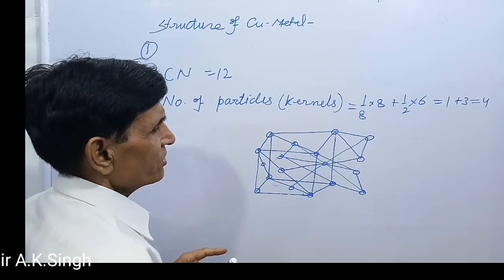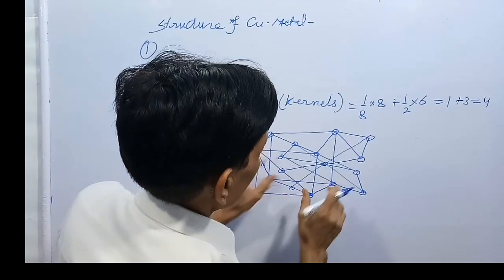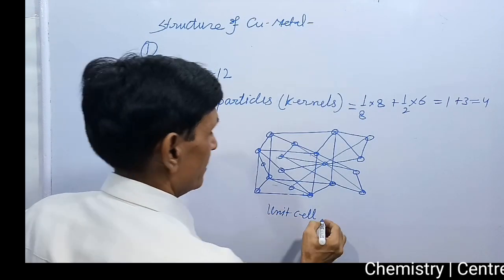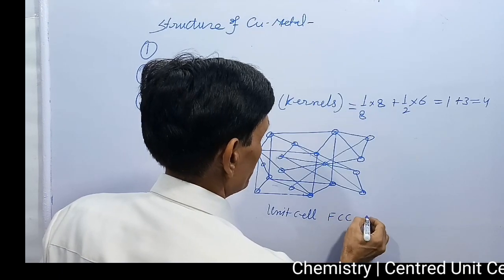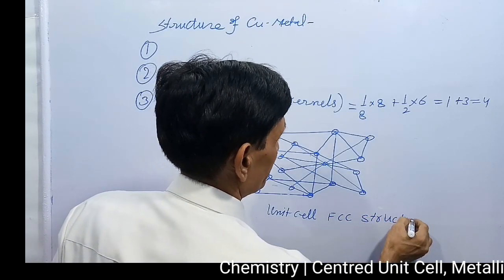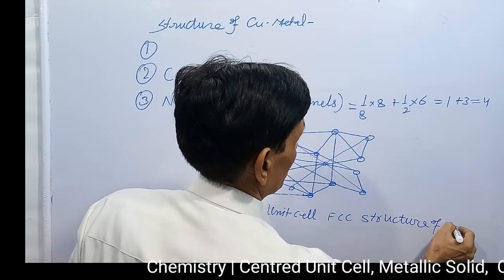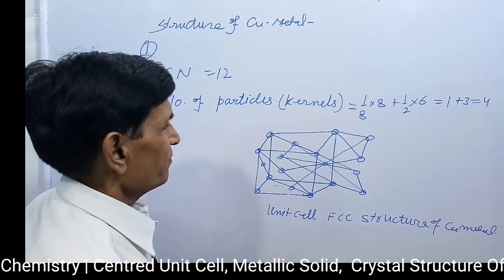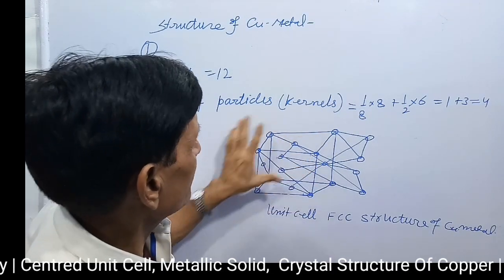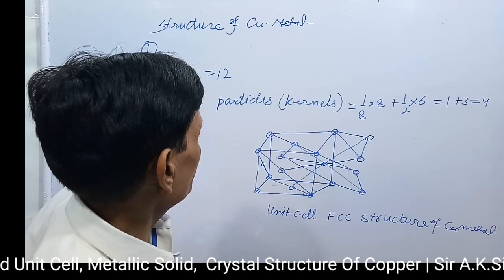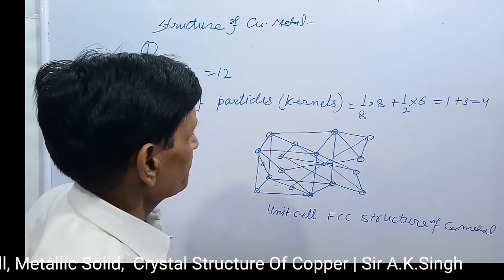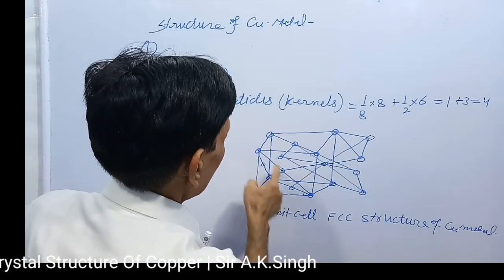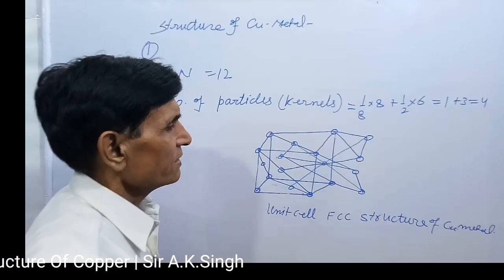Now, giving a structure of this unit cell of copper, FCC structure of copper metal. Like that, particles are arranged here. See, they are present at the corners, at the center of the face, and like that, these are face center particles. That way, they are present.